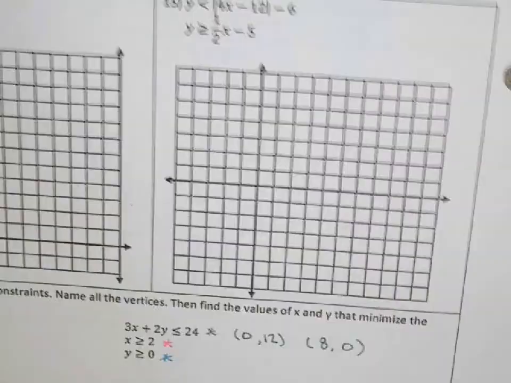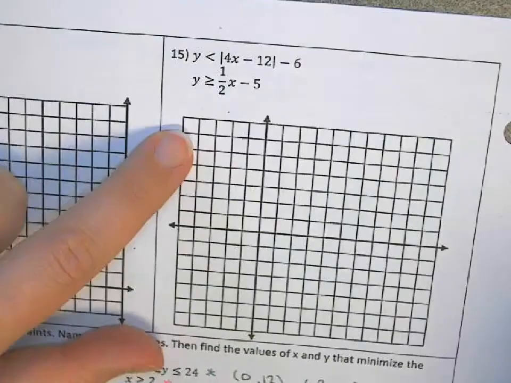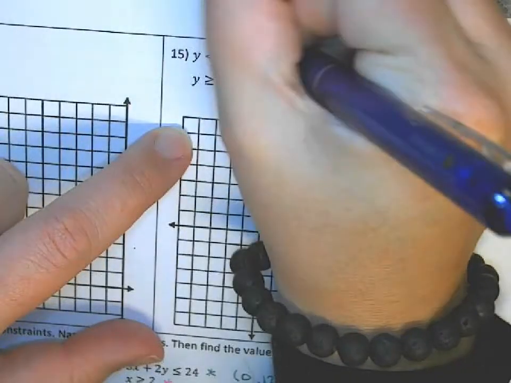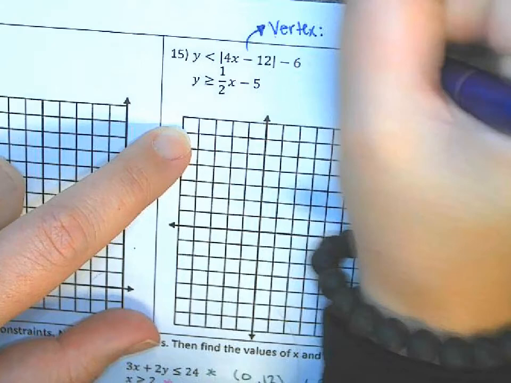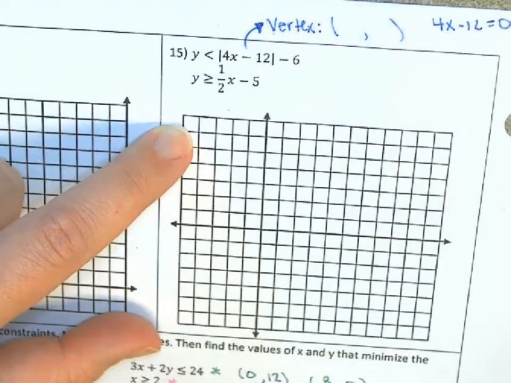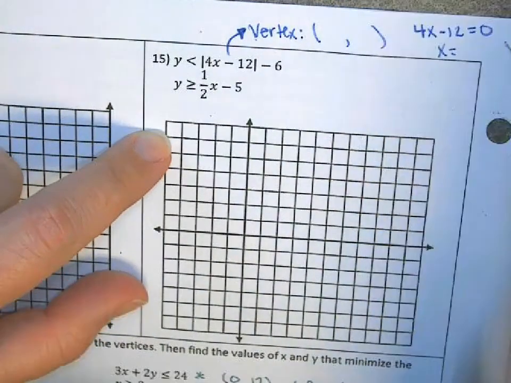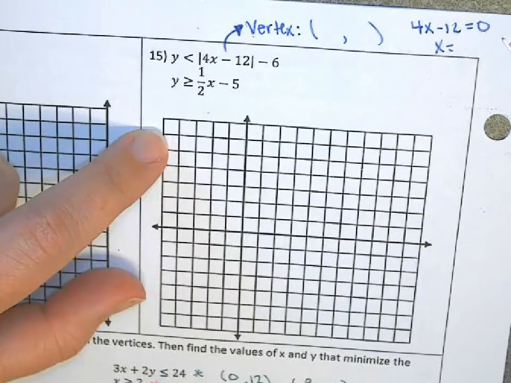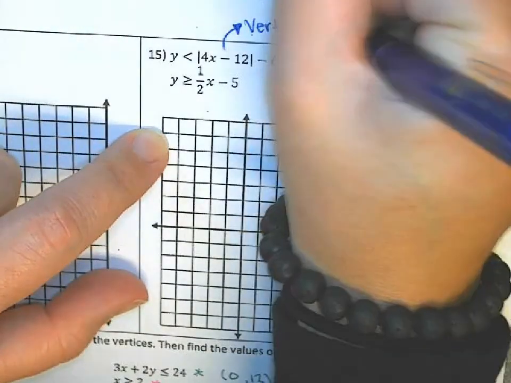Okay, what can I automatically see that my graph has to have in it? A V. How do I find the vertex of this V? Yes, take the 4x minus 12 equals 0. Solve it. What are you going to get for x when you solve it? 3. Is that okay? Plug in 3.